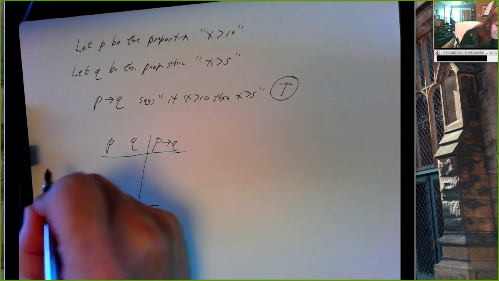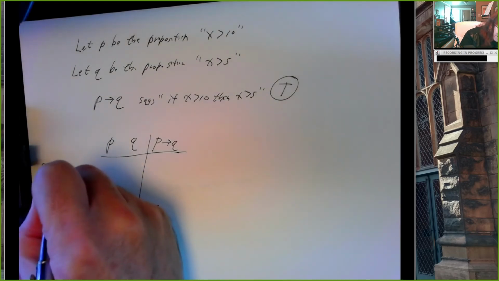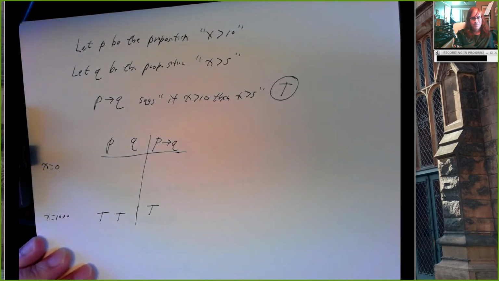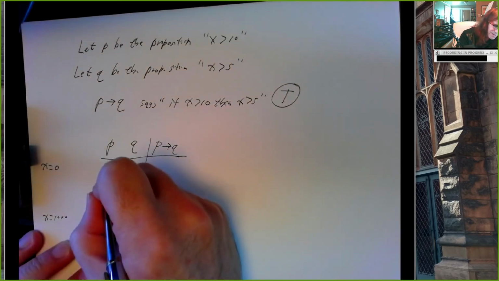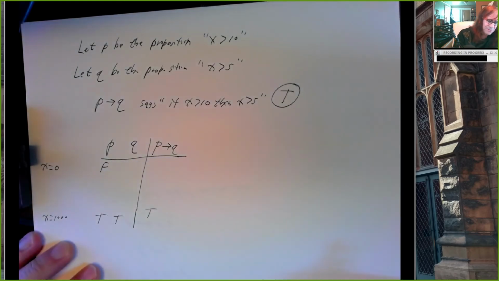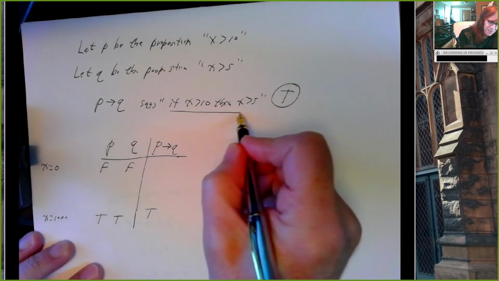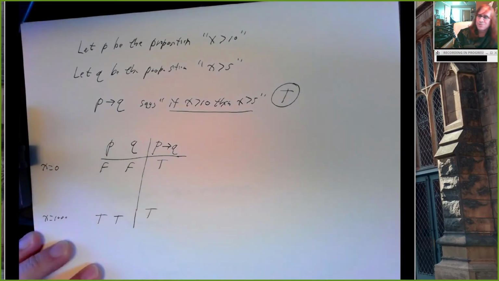Okay, let me pick a different value of x. Let me set x equal to 0. Is P true or false? Right? 0 is not bigger than 10. And what about Q? It's also false. That's also false. But remember, this proposition, if P then Q, is always true.